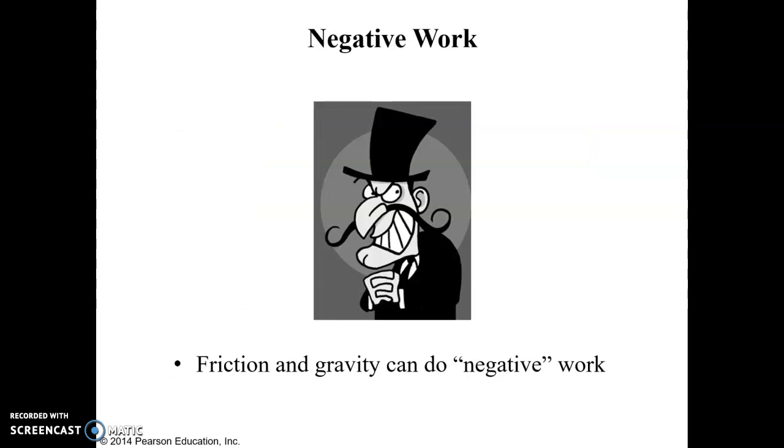So friction is one source of negative work. Gravity is also another. So these are kind of things that work against us. I've chosen this image here because they're like these cartoon villains that are always trying to foil our plans. They're always trying to undo what we are trying to do. And these are just things that need to be overcome in order for a mechanical system to work.